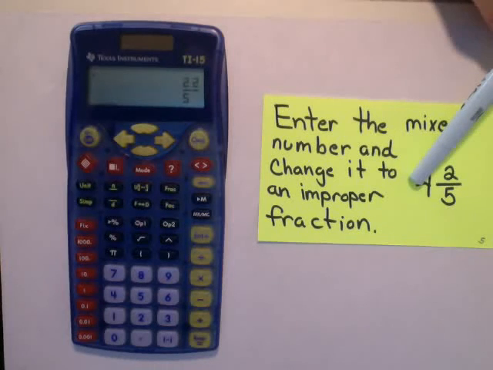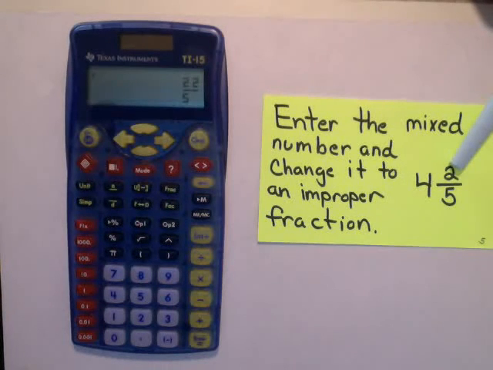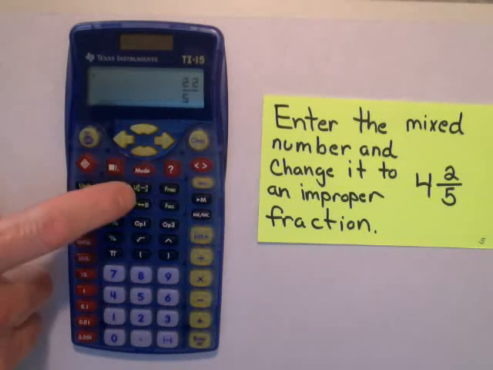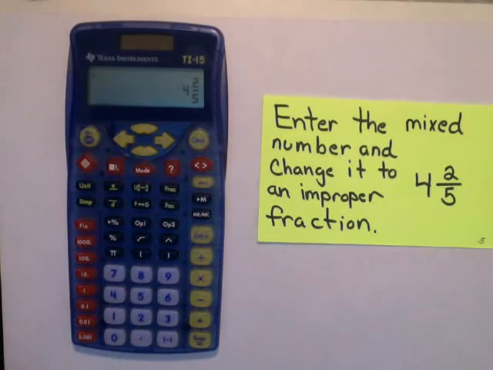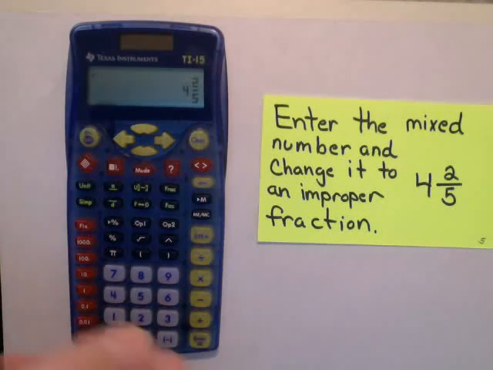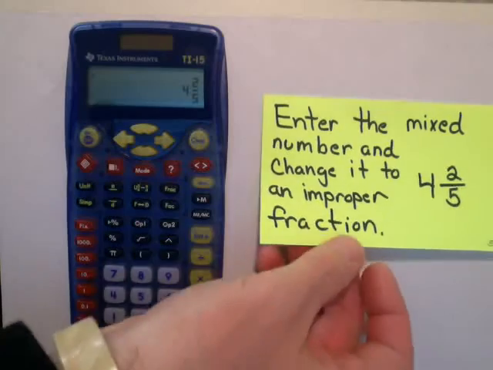5 times 4 is 20, plus 2 is 22. So our calculator is right. If we want to change it back to a mixed number, we hit that key again. And it goes back to 4 2/5. You can practice that right now if you want, and pause the video.